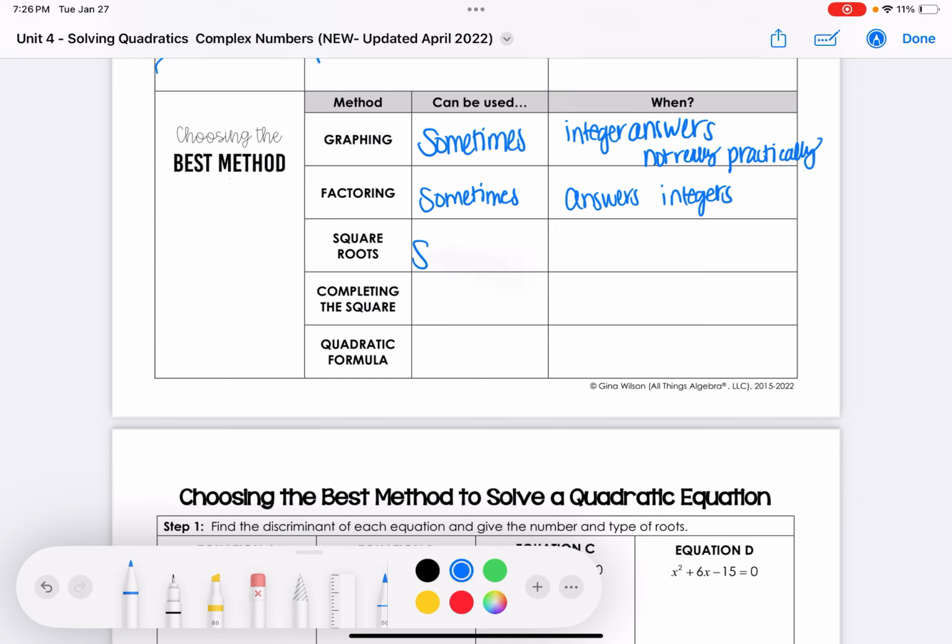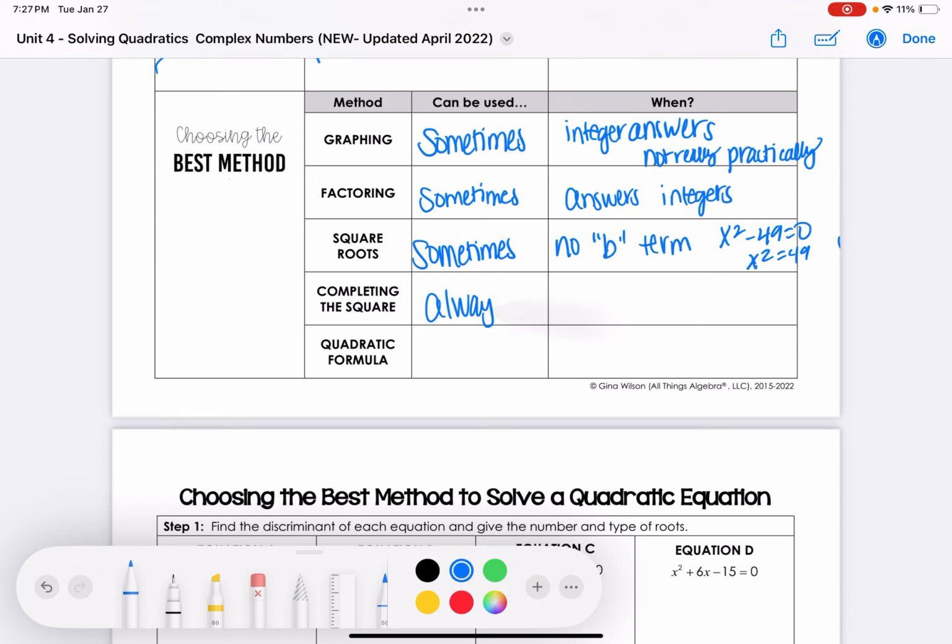Square roots, again, sometimes. Quadratics can sometimes be solved with the square root method. The square root method is going to be good when there's no b term. For example, in something like x squared minus 49 equals 0, there's no b term there. There's no plain x value. So we would move 49 to the other side and then take the square root, and you'd get your answer as plus or minus 7. So that would be an occasion where you would use square roots.